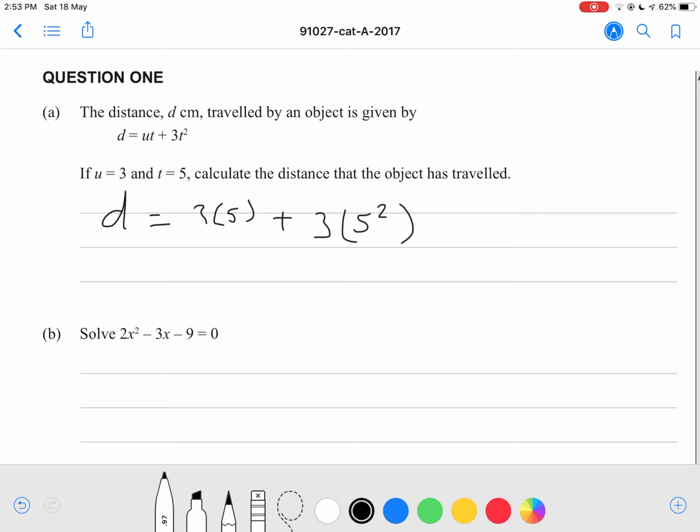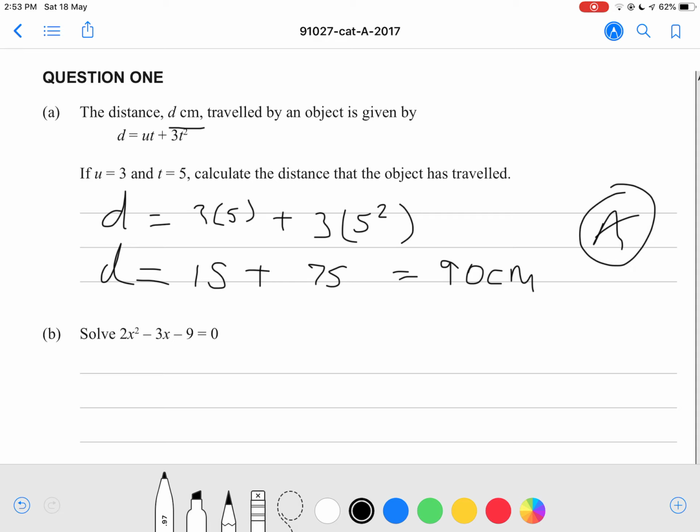So then we can just expand. d equals 3 times 5 is 15, so 15 plus, you always do the BEDMAS, you always do the 5 squared before multiplication, so you're going to do 5 squared times 3. So 25 times 3 is 75, and that equals 90 centimeters, because it says d centimeters, so it's 90 centimeters. Alright, so this is just an achieved question, so getting up to here gets you an achieved.